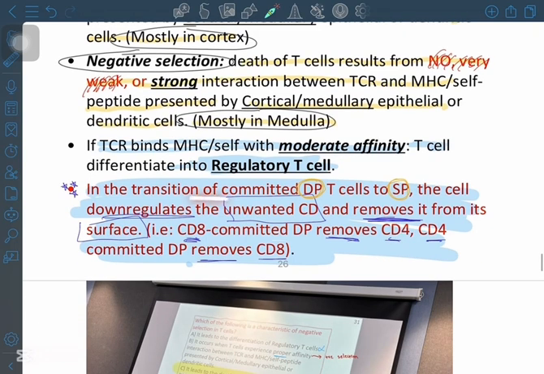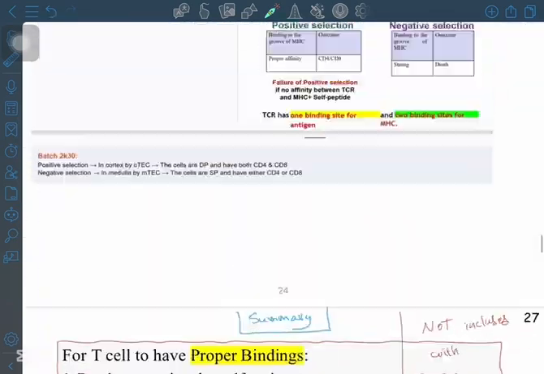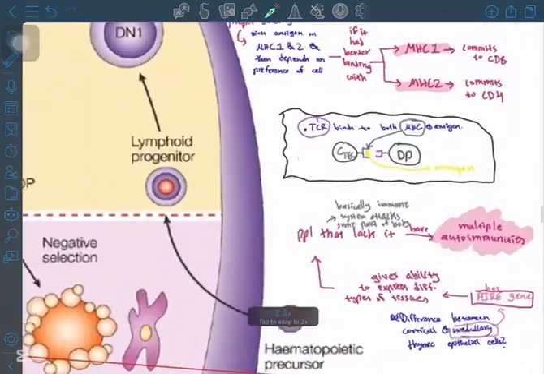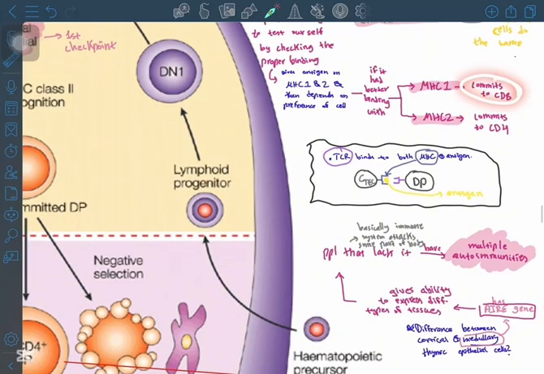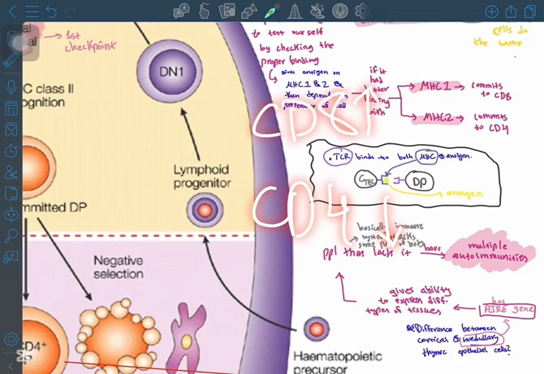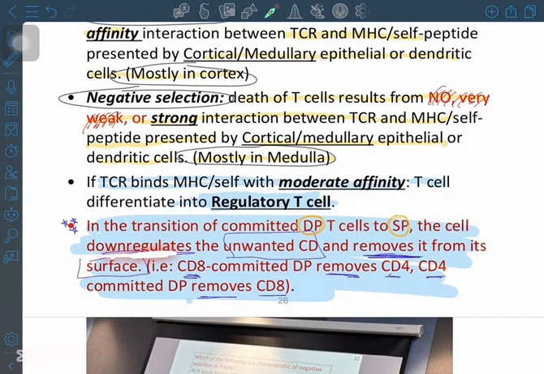Now, in the transition of committed double positive T cells to single positive, the cell down-regulates the unwanted CD. For example, if it binds with MHC1, it is going to commit to CD8. Since it had CD4 before, it is going to down-regulate the CD4 and upregulate the CD8. Not only does it down-regulate, it also removes it from its surface, because we usually say the surface of the cell determines what it is. So if I remove this CD, I make sure that this cell is only CD8, for example. CD8-committed double positive removes CD4, CD4-committed DP removes CD8.